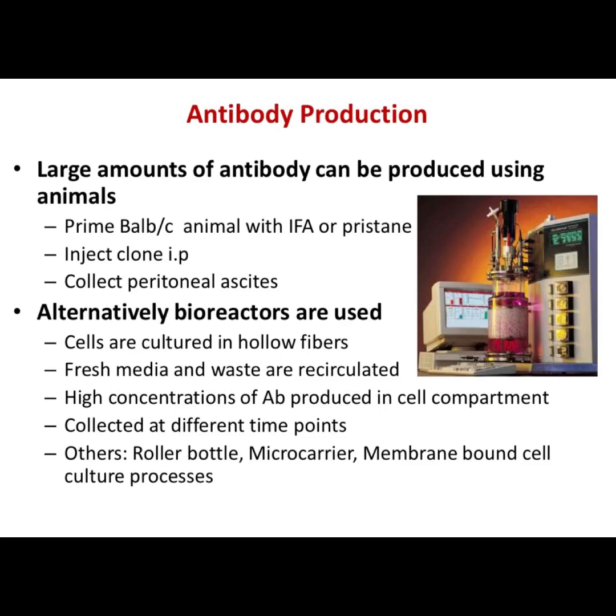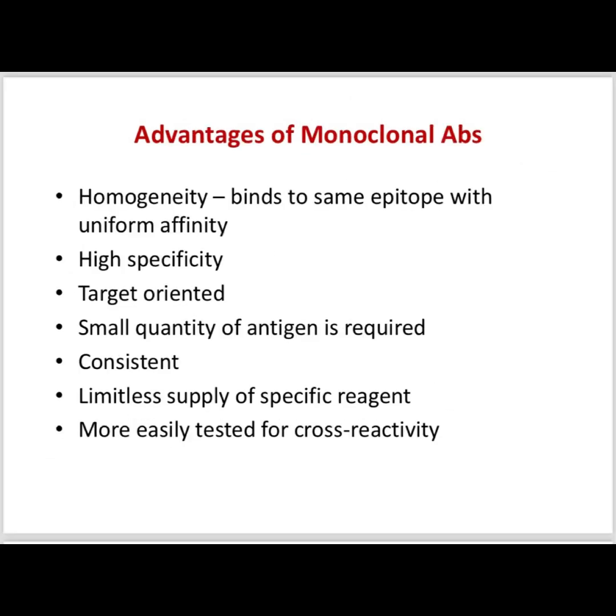Antibody production: large amounts of antibodies can be produced using animals. Alternatively, bioreactors are used. Cells are cultured in hollow fibers. Fresh media and waste are recirculated. A high concentration of antibody is produced in the cell compartment. Antibodies are collected at different time points. Others include roller bottle, microcarrier, and membrane-bound cell culture processes. Large amounts of antibodies can also be obtained by injecting the clone and collecting peritoneal ascites.